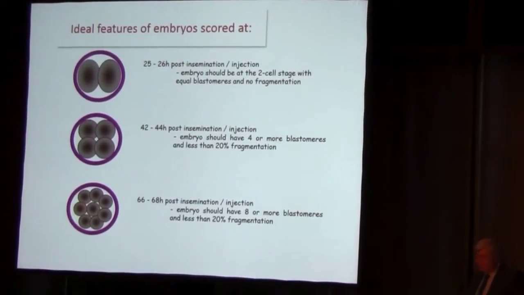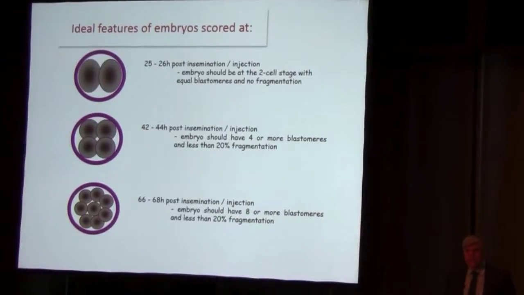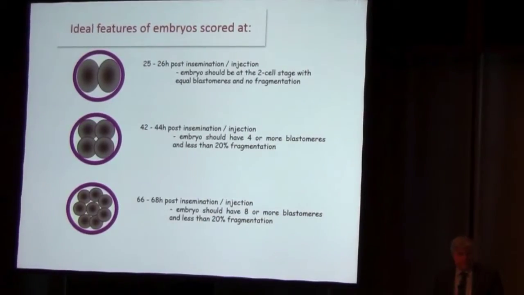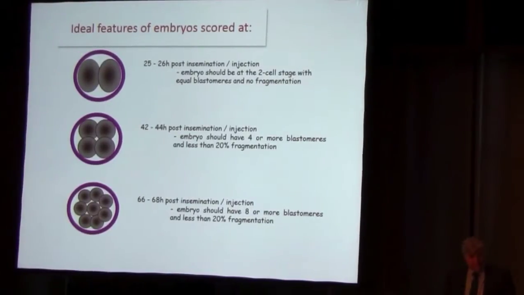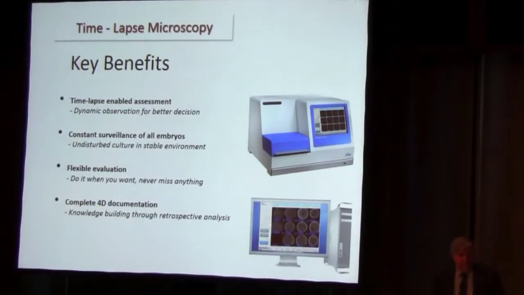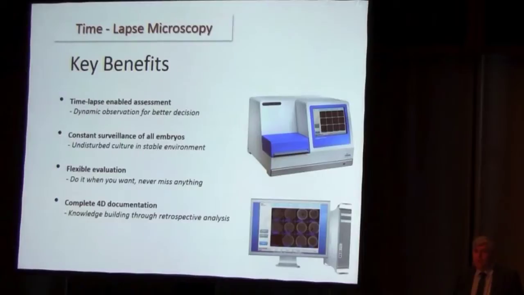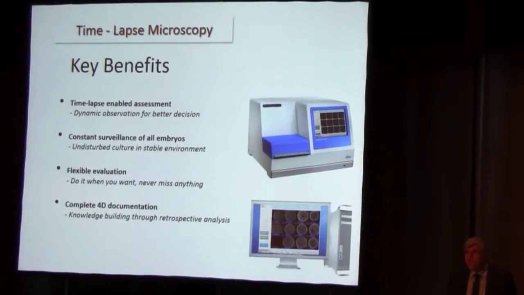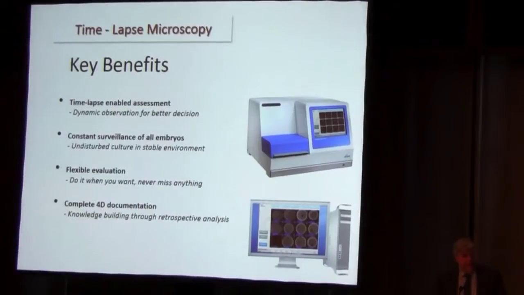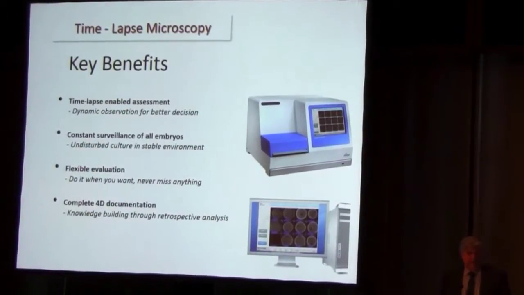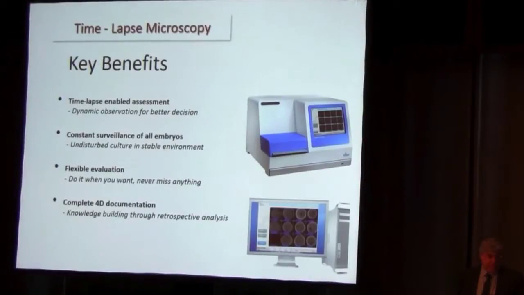So what we have today is that we look at the cleavage rate, and we expect the embryo to divide into 2 cells within 25 to 26 hours, 4 cells within 42 to 44 hours, and 8 cells between 66 to 68 hours. When the time-lapse came in, the whole chapter changed, and we look at different things today. One, time-lapse provides a dynamic evaluation and better selection of embryos. It's an undisturbed culture system and a stable environment.